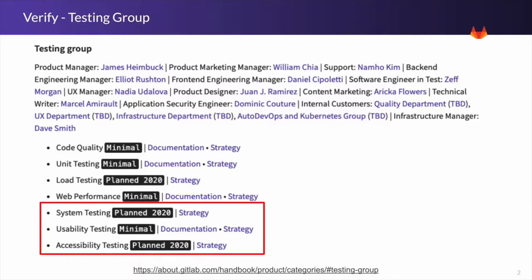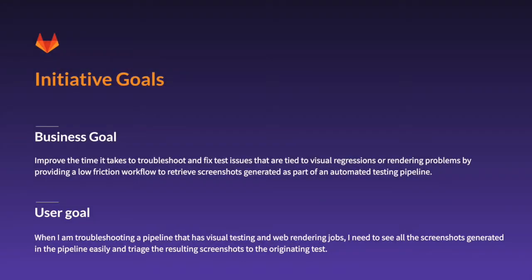All right, so let's start with the initiative goal. Basically we have the business goal and we have the user goal. From the business perspective, what we want to do is help our customers to troubleshoot and fix test issues that are tied to visual regressions or rendering problems or things that are very visual that happen within a browser. And we want to help them to get those screenshots that are helping them to fix these issues in a very low friction way.